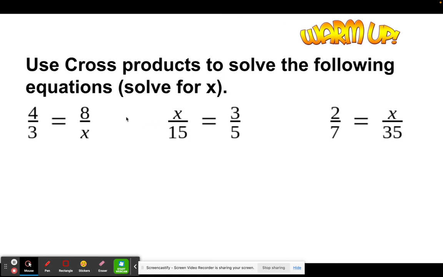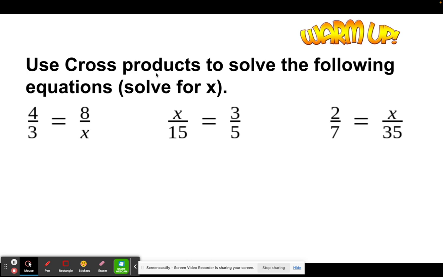Hi, today we're going to talk about solving more multi-step equations, but today we will be using fractions, so they will get a little bit more complicated. Before we start, I wanted to do a quick review of cross products.